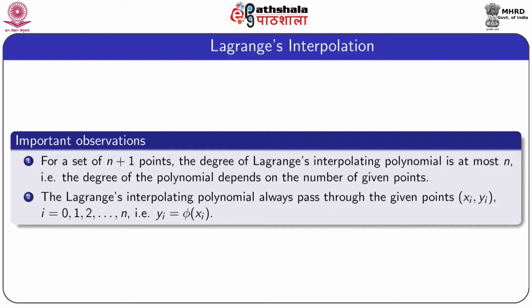And the second observation is that the Lagrange interpolating polynomial always passes through the given points (xi, yi), where yi equals phi of xi, and this is true for all i from 0 to n. These are the two important observations for the Lagrangian interpolating polynomial.